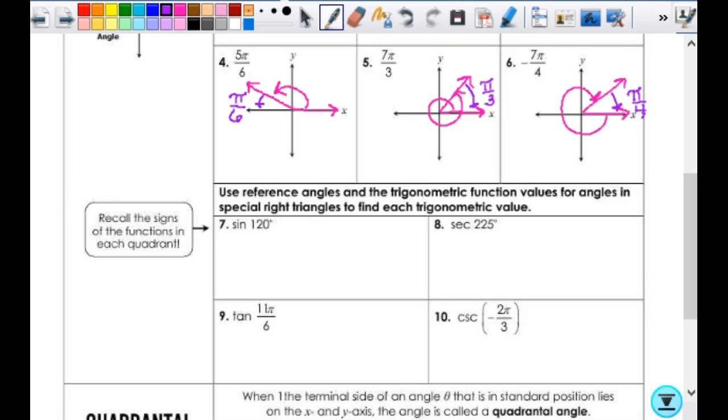Now, I could ask you a reference angle for any angle. Like, what's the reference angle for 170? 10, right? It would take 10 degrees to get there. So I could ask you for anything, but mostly right now, we are just working with the special angles that are in our unit circle.